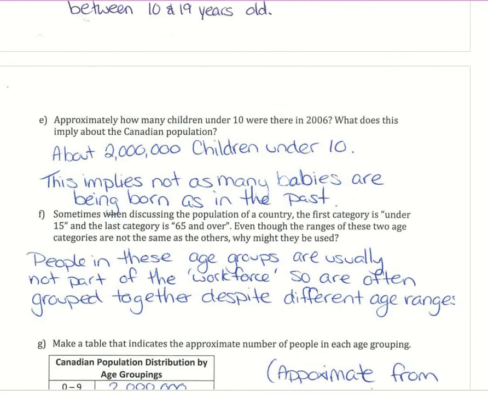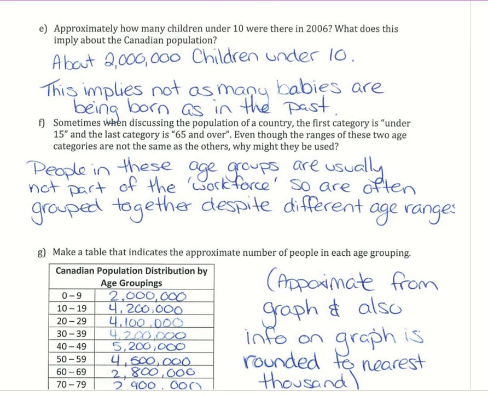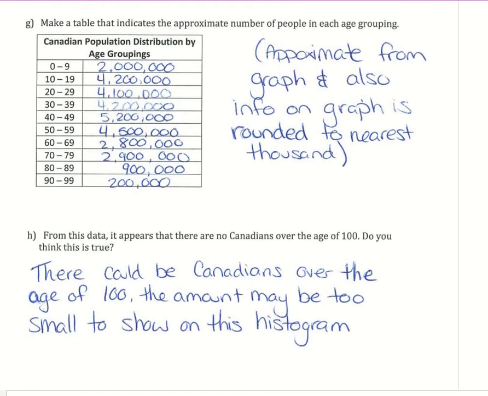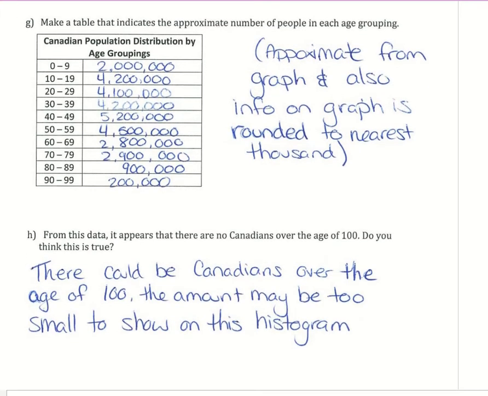So lots to think about when you do that. All right. And there are a couple more questions on this, but again, you're making some inferences based on that. And that's how a lot of decisions are made, like where did the tax dollars go, what decision we made. You look at data like that, and then you figure things out. Okay, so here it says make a table that indicates the approximate number of people in each grouping.